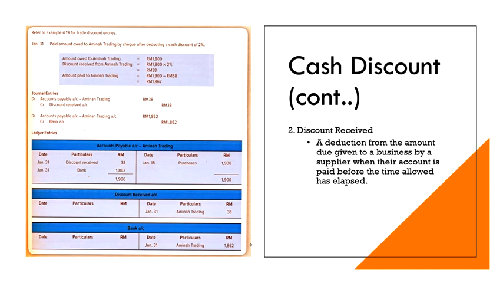So now let's see the example. Page 50, page 51. Okay? Page 51. So on 31st January, paid amount owed to Aminah Trading by check after deducting a cash discount of 2%.